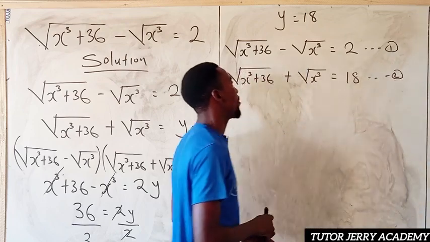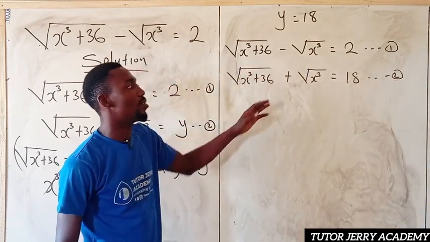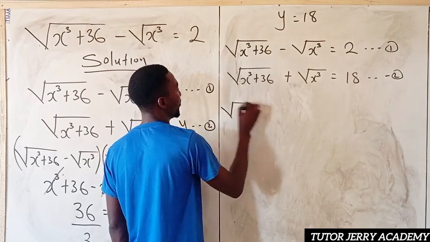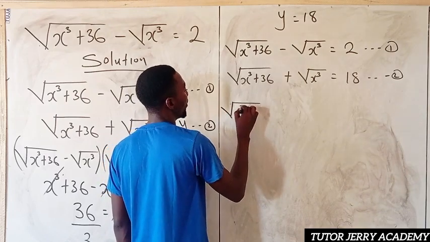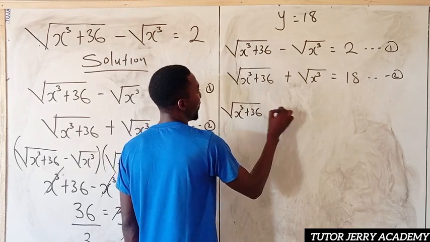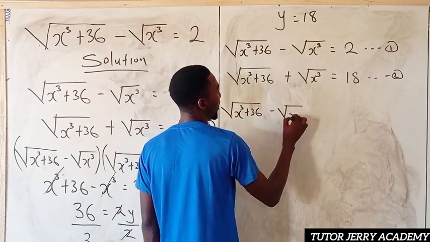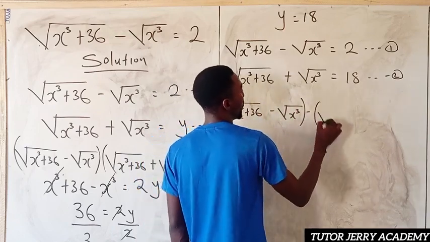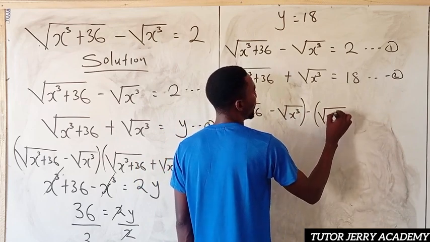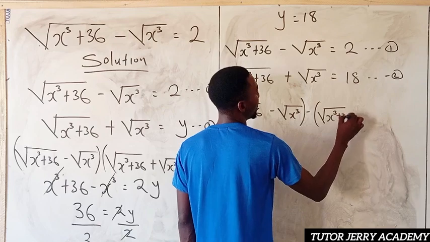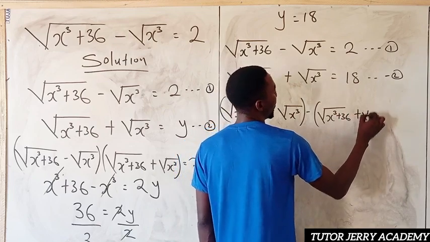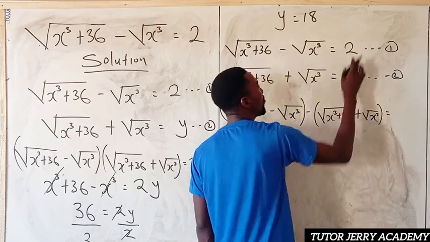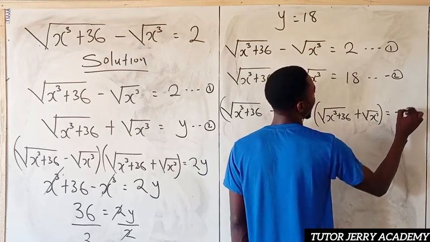Now for us to get the value of s, we are going to subtract equation 2 from 1. So we are going to have the square root of s to the power of 3 plus 36 minus the square root of s to the power of 3, minus the square root of s to the power of 3 plus 36 plus the square root of s to the power of 3. Everything equals 2 minus 18, that is negative 16.